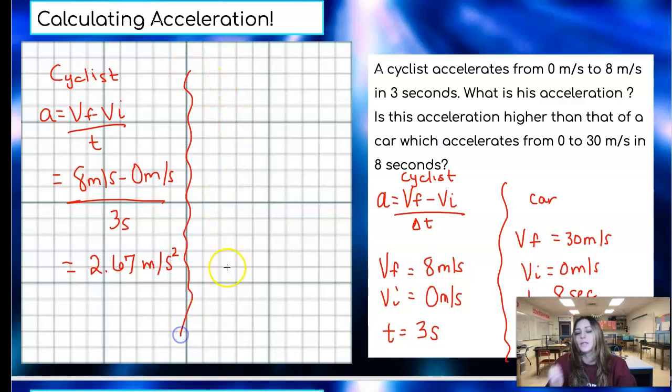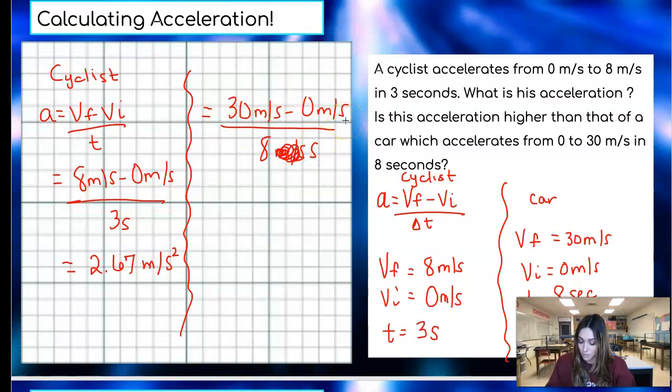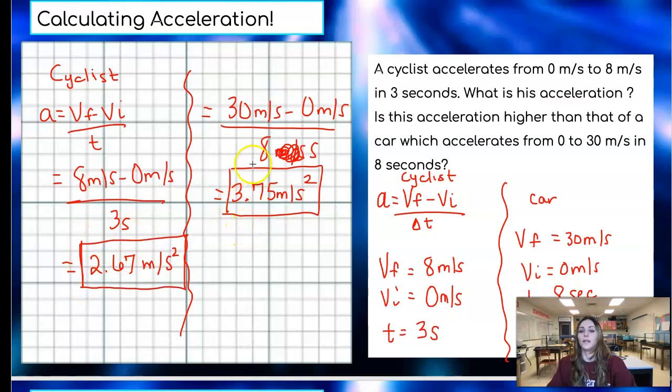Now let's go ahead and do the same for our car. I've already written my formula, so I'll just go ahead and plug in for the sake of time. We know that VF is 30 meters per second, VI was 0, and the time was 8 seconds. So 30 minus 0 is 30, divided by 8 gives me 3.75 meters per second squared. So looking at my information here, we can say that the car is accelerating at a greater rate, or at a higher rate, than the cyclist.